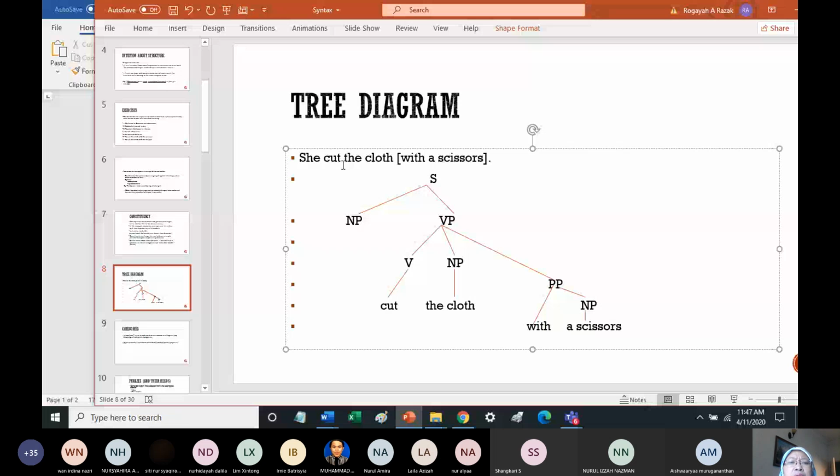What is the constituent? From our discussion just now, cut and the cannot be together, right? It's more like the and cloth in one constituent. So cut the cloth with the scissors. I draw these three based on the constituents that I have analyzed the sentence with. Okay, and then after I've done the VP, I proceed with the agent, which is she. So I'm going to draw she here.